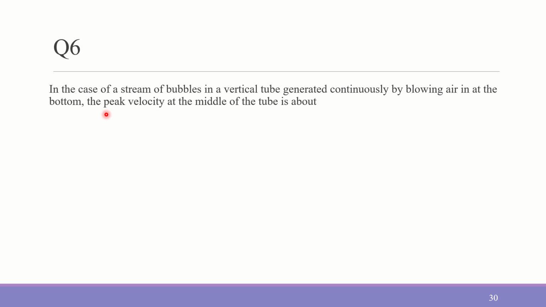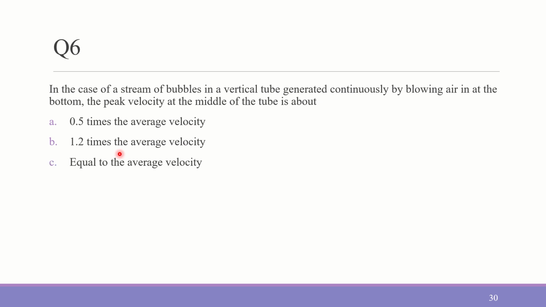In case of a stream of bubbles in a vertical tube generated continuously by blowing air in at the bottom, the peak velocity at the middle of the tube is about dash. Option A, 0.5 times average velocity, option B, 1.2 times the average velocity, option C, equal to the average velocity, option D, none of the above.